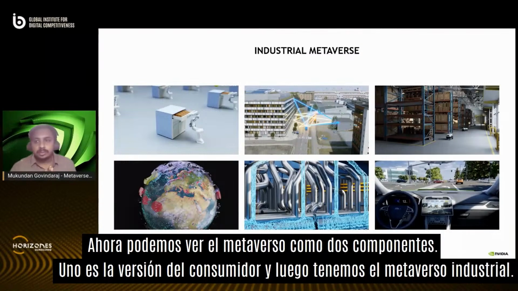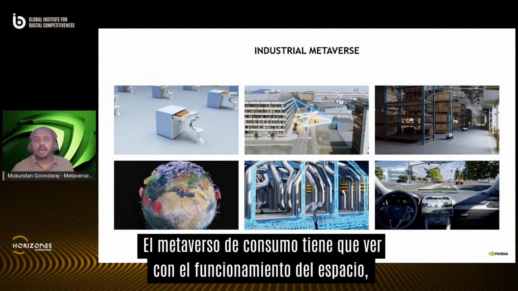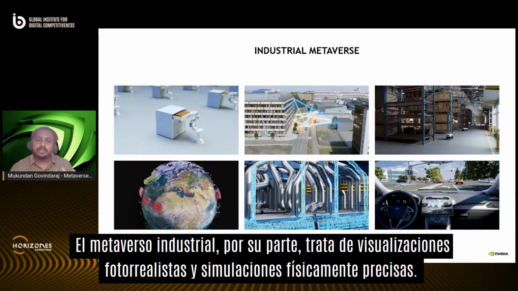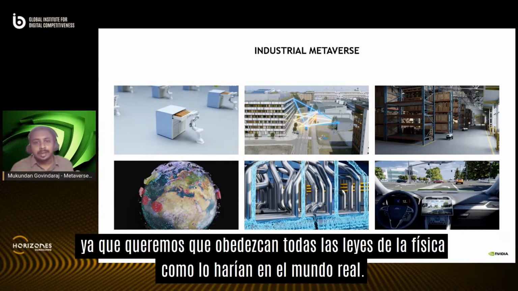Now, we can look at the metaverse as two components. One is the consumer version, and then we have the industrial metaverse. The consumer metaverse is all about how a space looks, how the social experience can be enriched, and to some extent decentralized payments. The industrial metaverse, on the other side, is all about photorealistic visualizations and physically accurate simulations. So here we are talking about very precise simulation of a fire, very precise simulation of the maneuvering of robots. And we want them to obey all the laws of physics as they would in the real world.